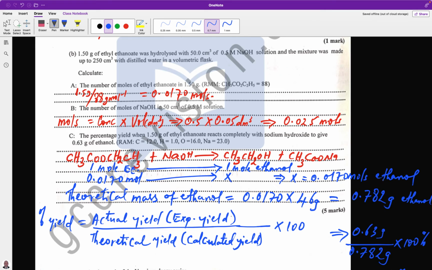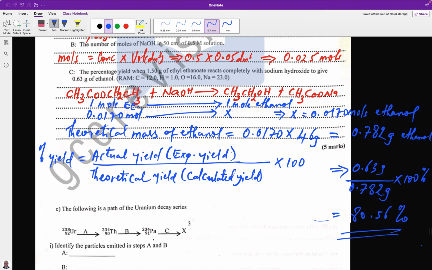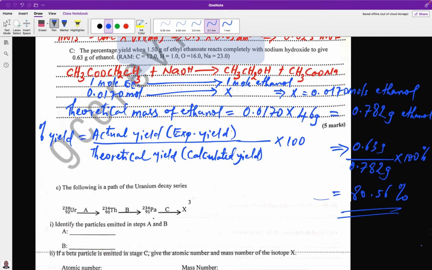So knowing the number of moles, to calculate the mass, you only have to multiply it by the molar mass, and the molar mass of ethanol is 46. For that purpose, the theoretical mass of ethanol will be 0.0170 times 46. When we do that, we will have 0.782 gram of ethanol. Okay, percentage yield is the actual yield, or experimental yield, divided by the theoretical yield, or calculated yield, times 100. When we do that, we'll have 0.63 gram divided by 0.782 times 100%. We will have 80.56% as our percentage yield.